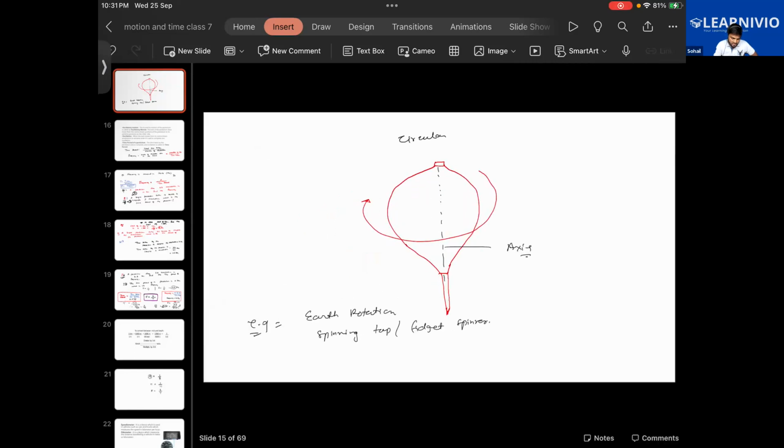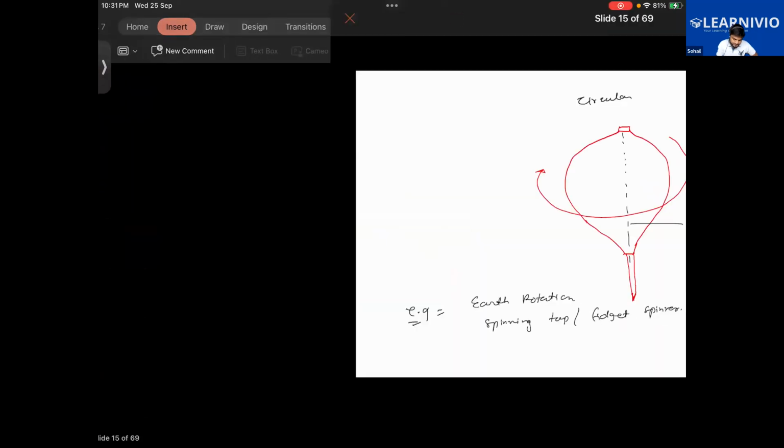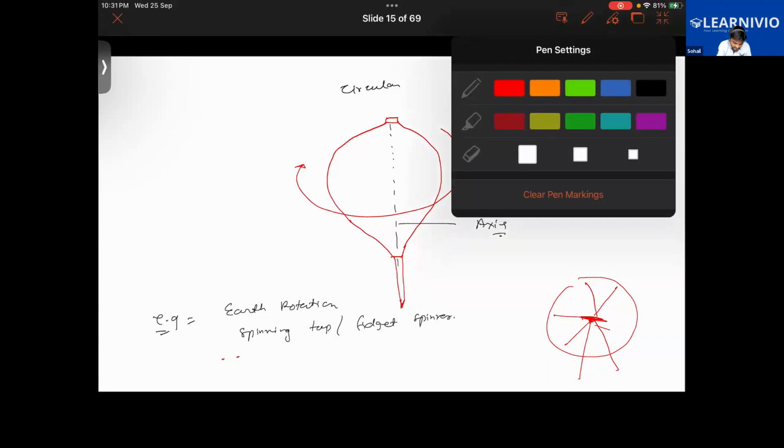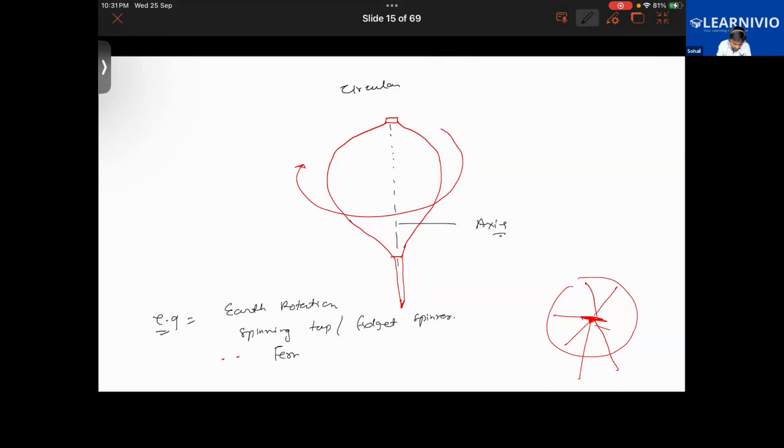We have some other examples also, like the Ferris wheel, which also does a rotational motion. This is the fixed axis of the Ferris wheel, isn't it? The fixed axis about which it is going to rotate. Getting it, guys? So we have the example of the Ferris wheel. What other examples do we have?